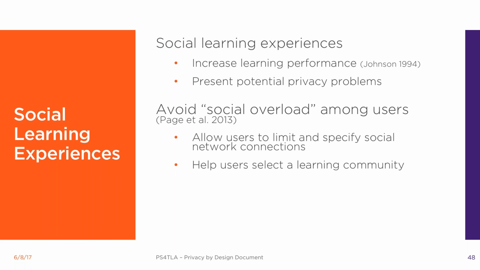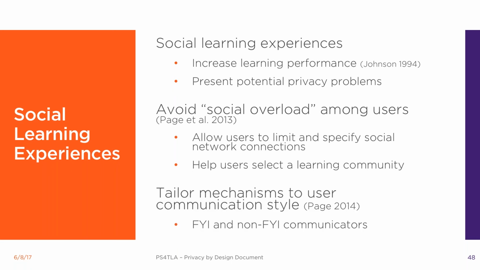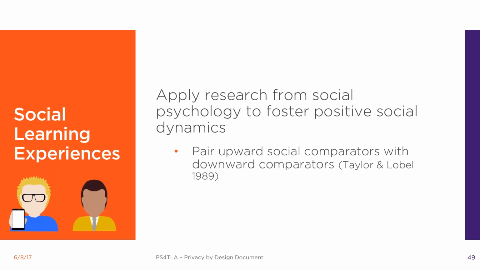So since social learning is a relatively private experience, social learning apps should not simply share the learning outcomes with anyone in the user's social network, but instead they should allow users to selectively decide who they want to share with. So the app can even help with that selection and suggest sharing learning experiences with friends who have very similar performance. And it's better to also pair users who have a similar communication style. So you put people who have an FYI communication style together, and you put people who like more direct communication also together.